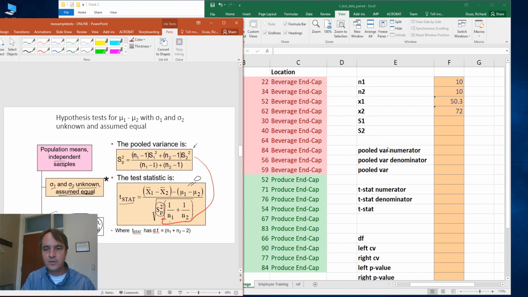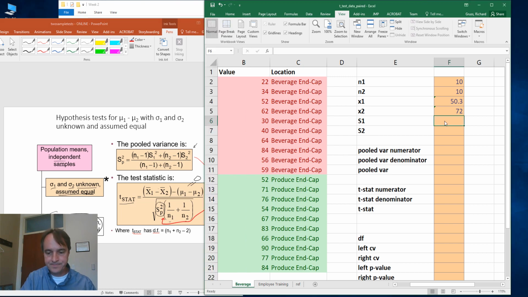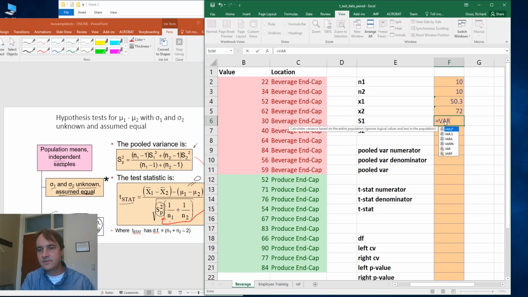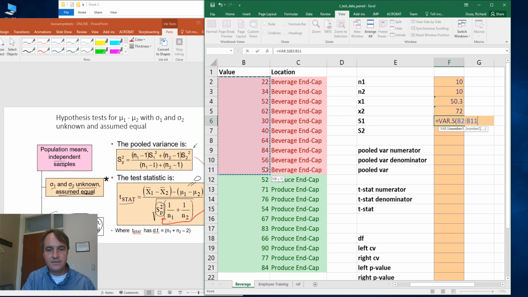So let's go ahead and find those sample variances then. So this is just going to be variance. In Excel, variance is VAR, and we're going to use S because we're treating these as samples. So the variance of these, all right, the variance of the first sample. Now we're going to do the variance of the second sample right over here.